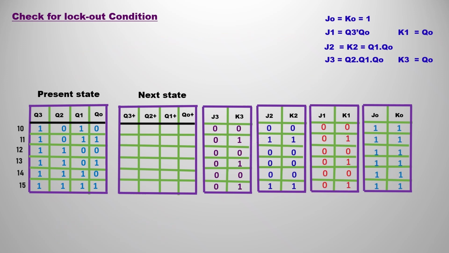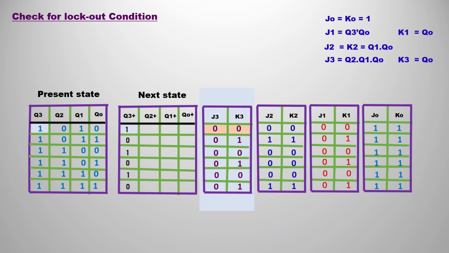So I hope you can do the remaining values. If you have done that, please cross-check these values. These are the values that I am giving here. If you observe J0 K0, there is nothing to put in the J0 K0 expressions because J0 K0 equal to 1. So we are going to have the J0 K0 expressions as 1 1 only, always.